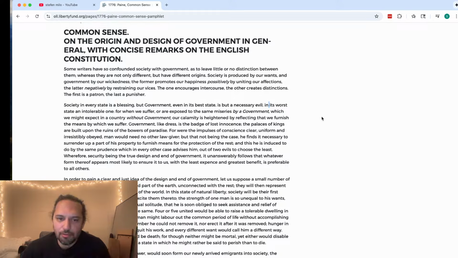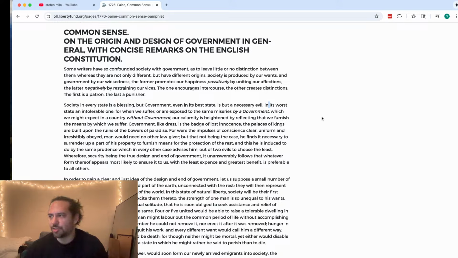But that not being the case, he finds it necessary to surrender up a part of his property to furnish means for the protection of the rest, and this he is induced to do by the same prudence which in every other case advises him out of two evils to choose the least. Wherefore, security being the true design and end of government, it unanswerably follows that whatever form thereof appears most likely to ensure it to us with the least expense and the greatest benefit is preferable to all others."